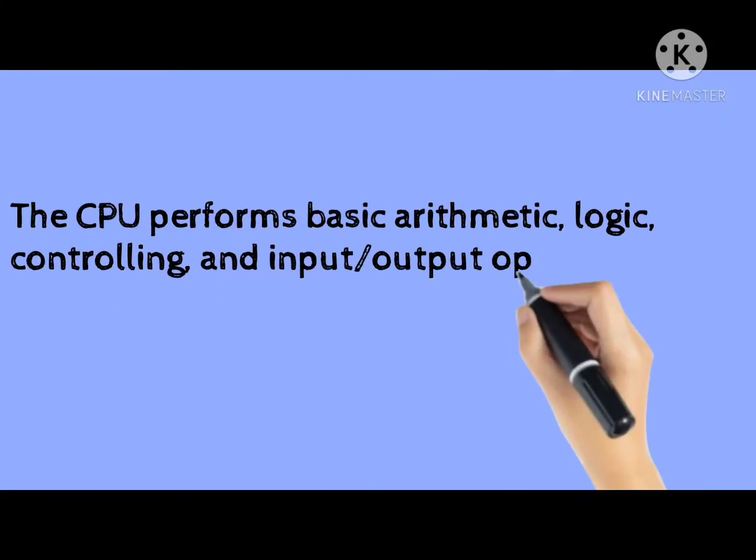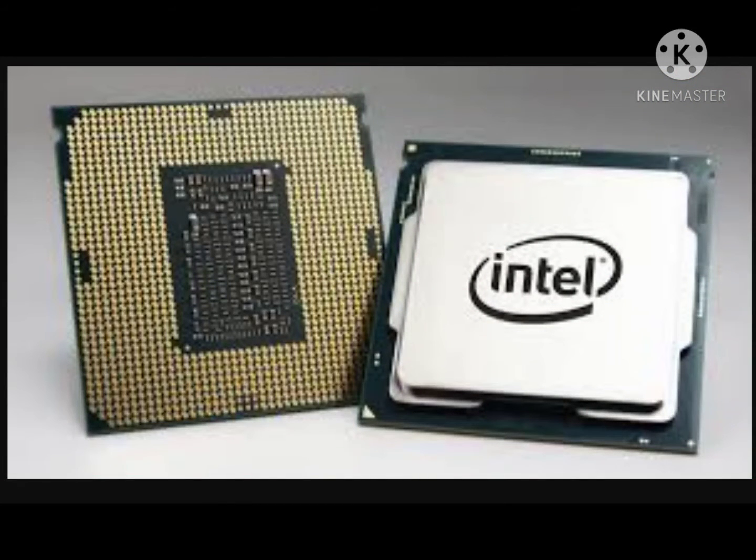So a CPU is nothing but a combination of circuits which executes so many instructions and even performs so many algorithms. The CPU mainly has three components. One is the control unit, second is the ALU, arithmetic logic unit, and third is the memory unit. So we'll know in detail each and every section.